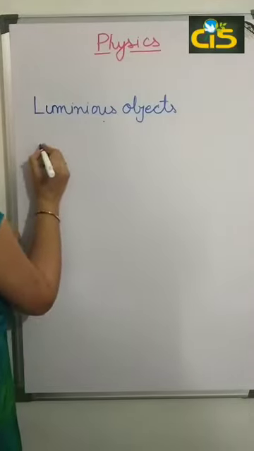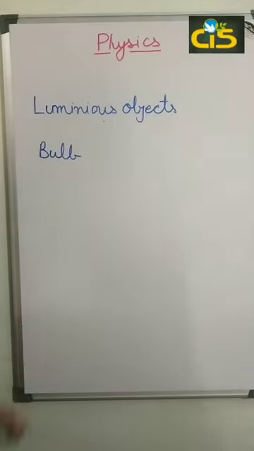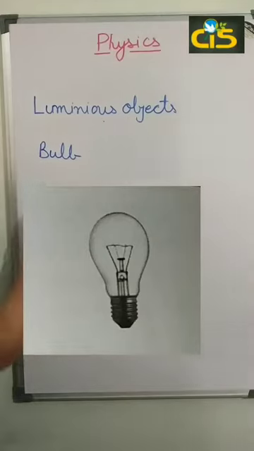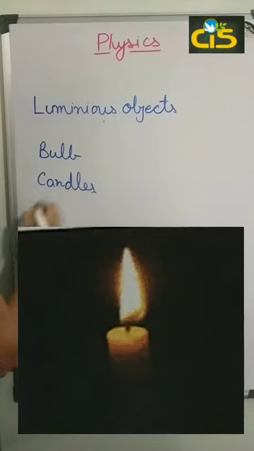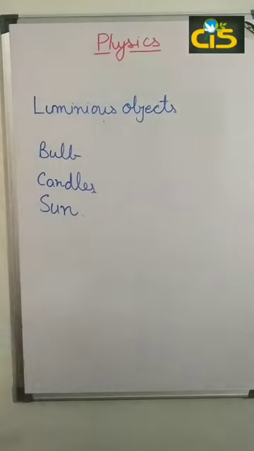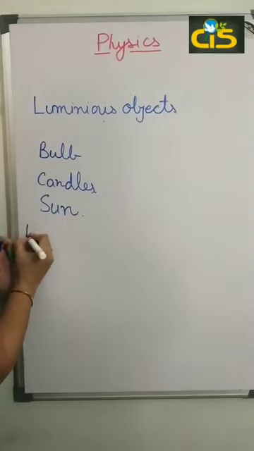Like for example, bulb, candles, sun. These all are the luminous objects. Okay. And what are non-luminous objects?